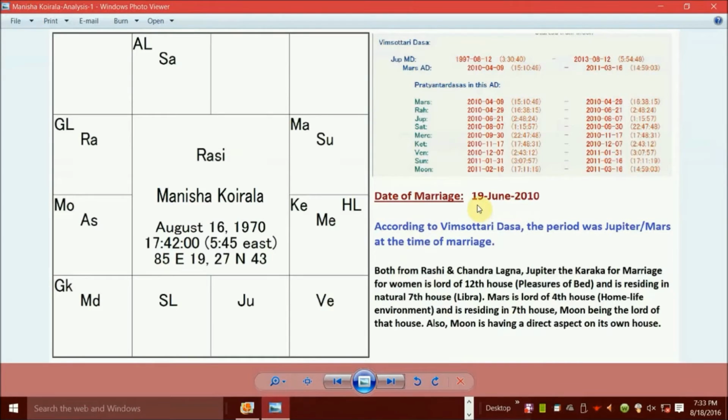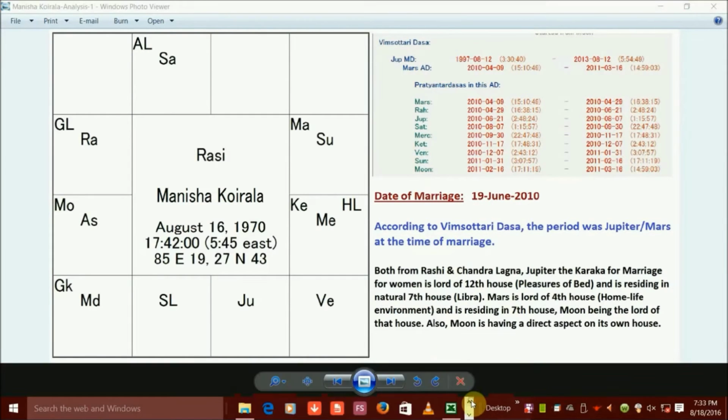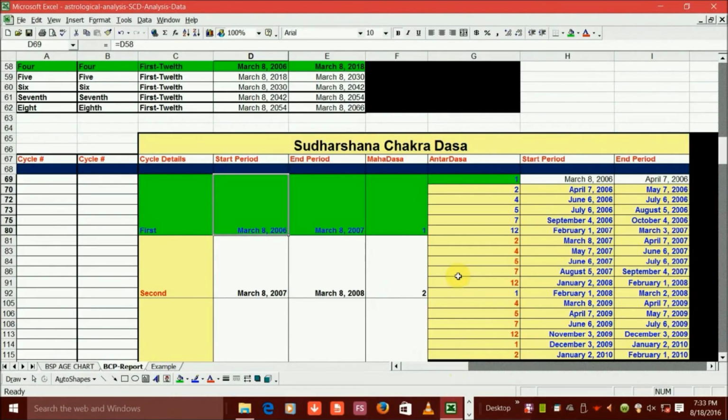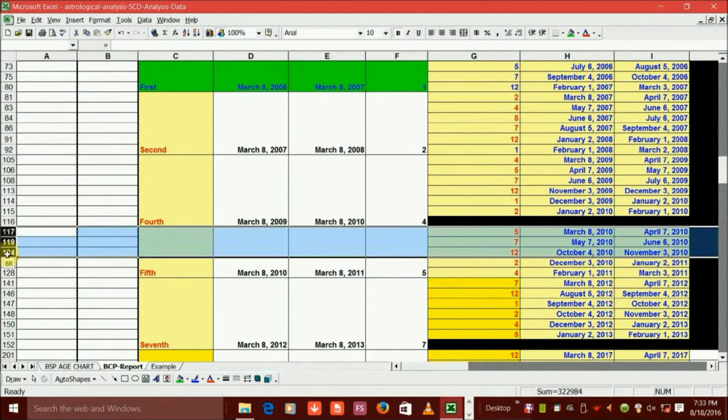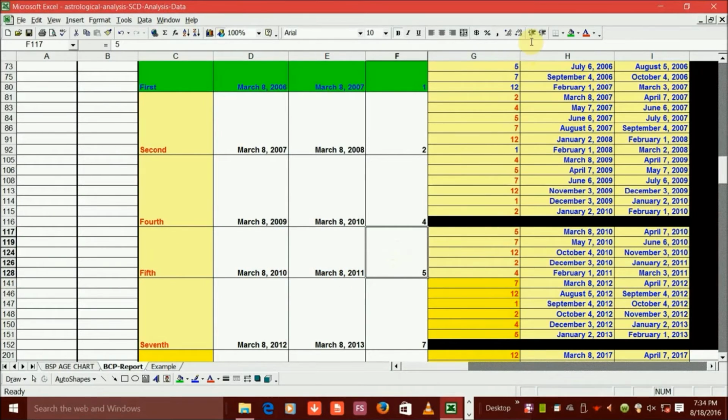So let's go back to the Sudarshan Chakra Dasa, the 4th cycle. In the 4th cycle, the 5th house Mahadasa began on 8th March 2010. And so when you look at the Antardasa, it happened on 19th June. So it will be the 7th house Antardasa and the 5th house Mahadasa.